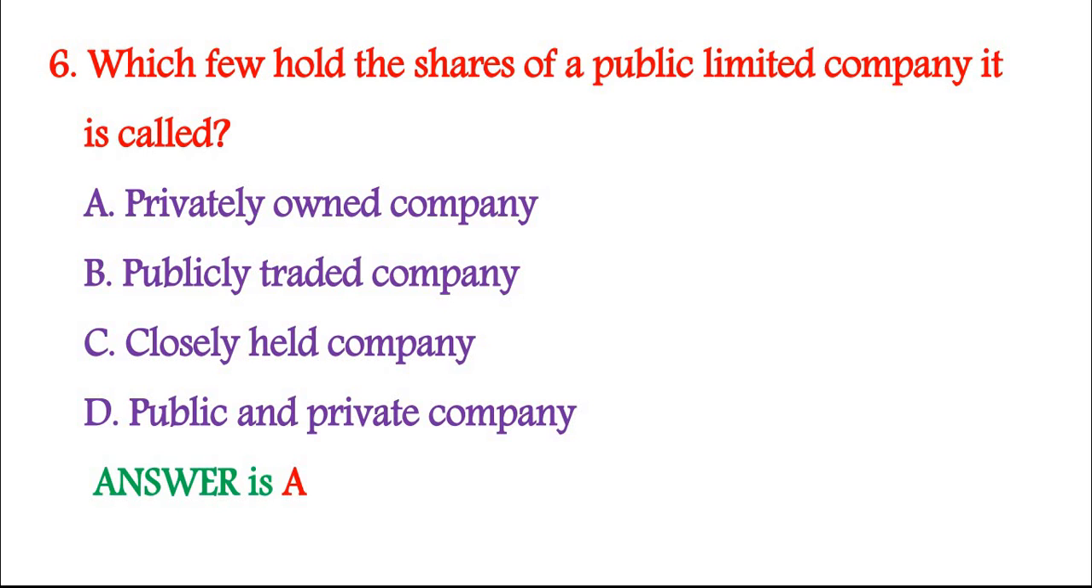6. When few hold the shares of a public limited company, it is called: A. Privately owned company, B. Publicly traded company, C. Closely held company, D. Public and private company. Answer is A.